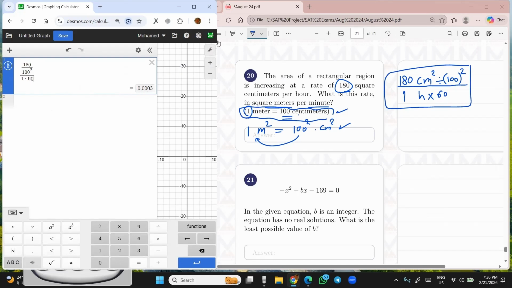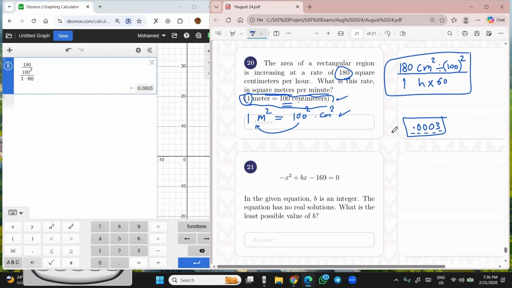But of course, we cannot write this because we have only 5 spaces to write the answer. So we can write 0 at the right of the point, and instead of this 0 at the left, write point 0, 0, 0, 3. Now we have 5 spaces, 1, 2, 3, 4, 5, 5 places to write the answer.